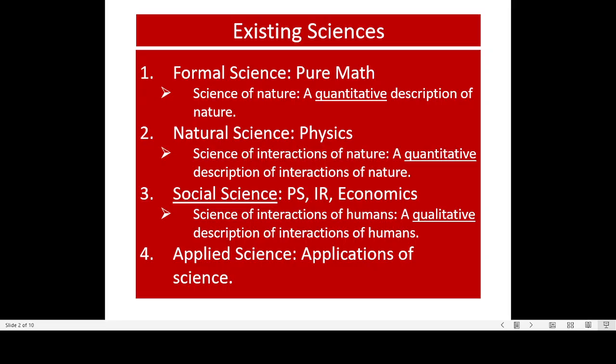Social science, for example political science, international relations, and economics, is a science of interactions of humans. However, currently, it is a qualitative description of interactions of humans. Applied science.